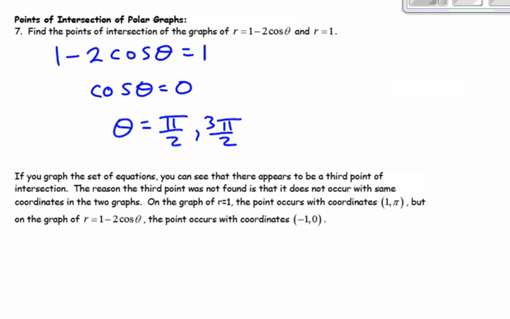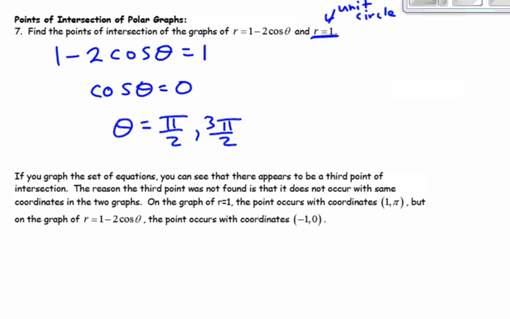Okay, so now those are the thetas, but it asks to find the point of intersection, so we need to find the r's with it. Now, this is a nice one because r equals 1. And r equals 1, by the way, is a circle of radius 1 centered at 0. So this is actually just the unit circle. So if this other polar graph intersects the unit circle, then what would the radius be? 1. Okay, so that's really easy.